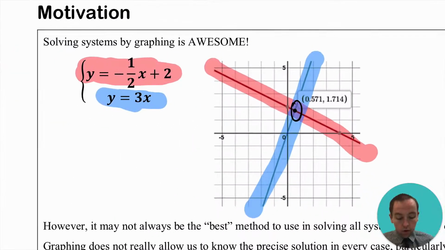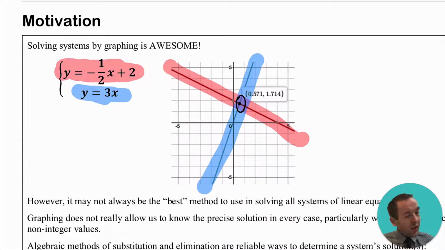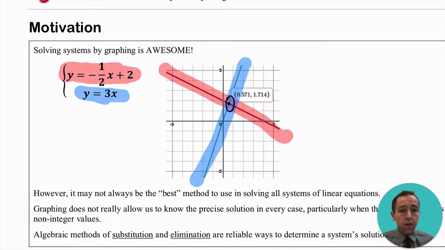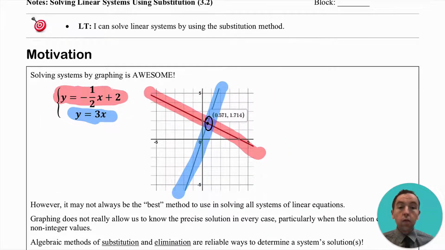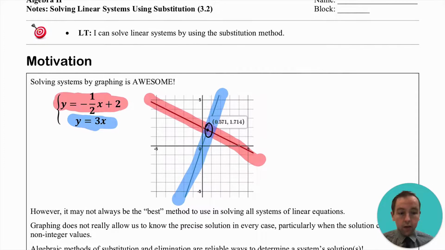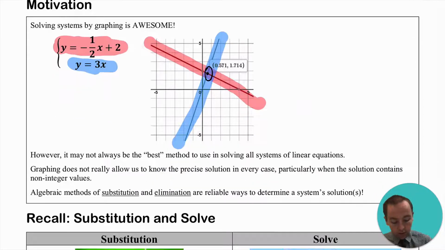So when we don't get necessarily the nicest integer coordinates and that sort of thing, we want to try to tackle systems differently. And so we're going to do so algebraically, and specifically here we're going to use a method that's called the substitution method to do so. So a couple skills I just want to run through really quick, and then I'll run you through how the substitution method is going to ultimately work.